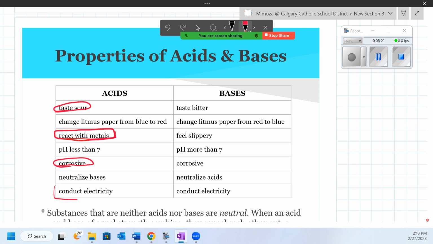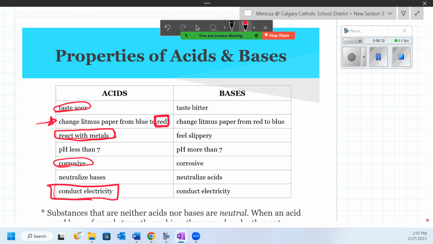They are good conductors of electricity. What does that mean? It means that if you are putting two electrodes into an acid, then you will see that the circuit is closed, so electricity is provided, let's say. And then another characteristic of acid is that the litmus paper that is blue, when it is dipped into an acid solution, turns into a red color.